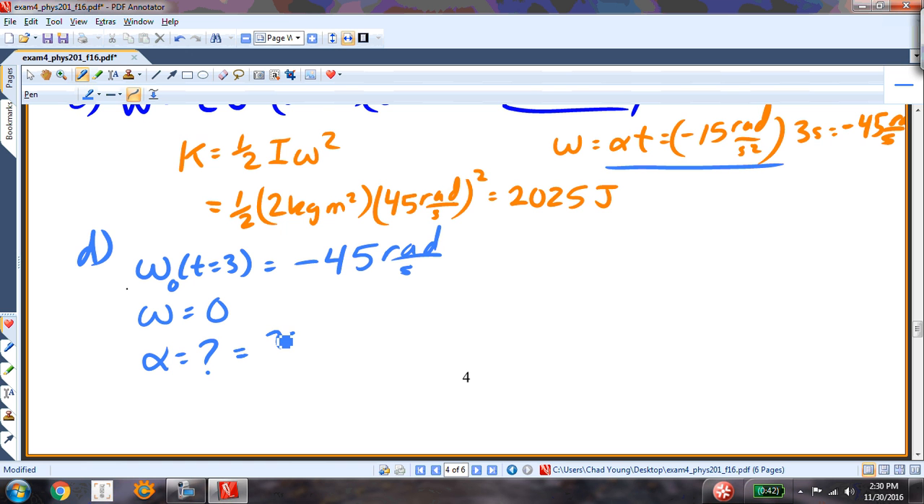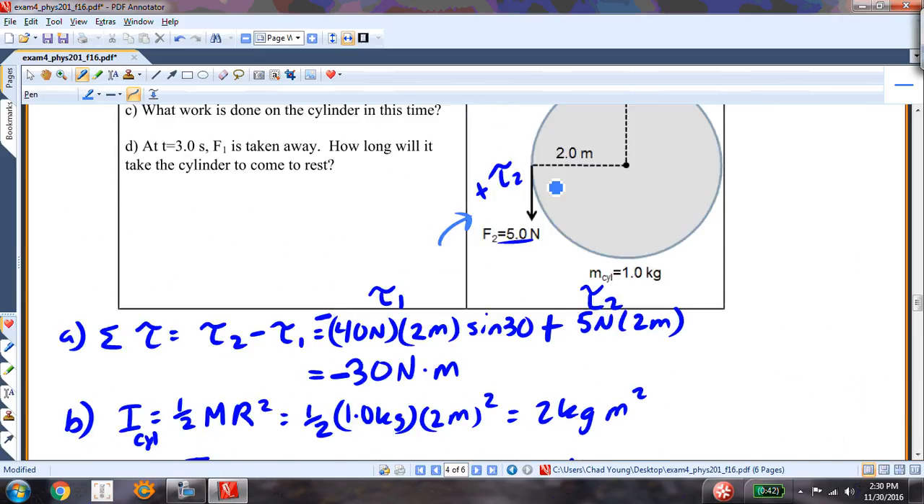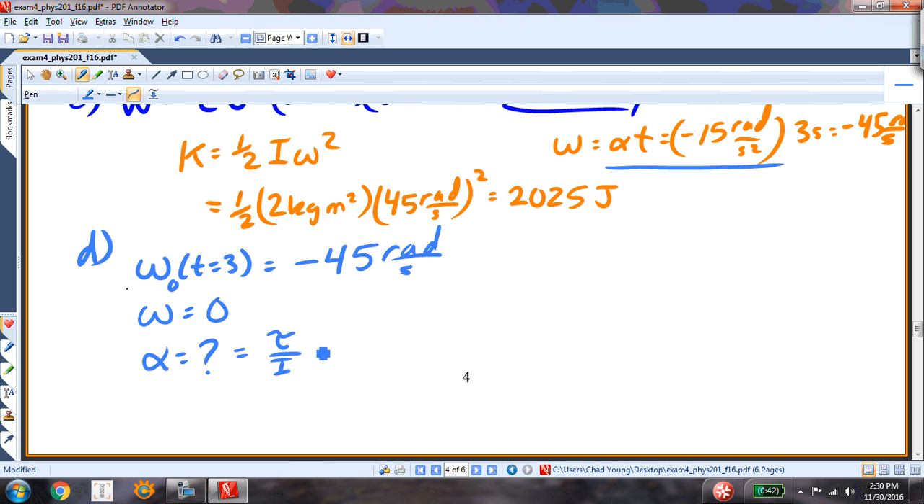I need to know what alpha is. I know that alpha is torque over I, but this isn't the same torque as we had before. This is only the torque that's provided by this force, because that's the only torque that's acting on it, and that's 5 newtons times 2 meters, so it's going to be 10 newton meters divided by I, which is 2 kilogram meters squared, and so that's equal to 5 radians per second squared. So notice my angular velocity is in the negative direction, my angular acceleration is in the positive direction, so it's going to be slowing down.